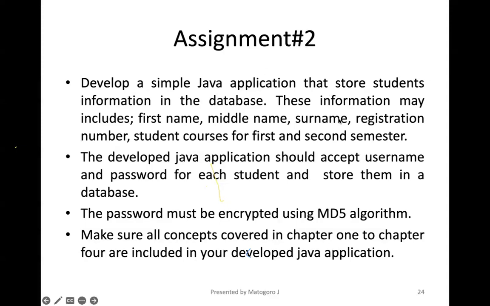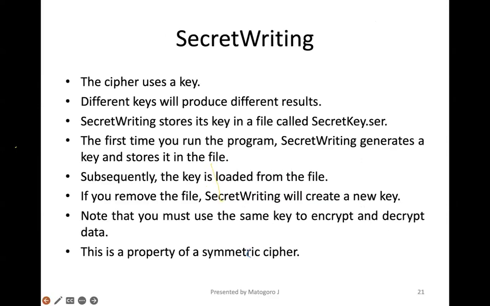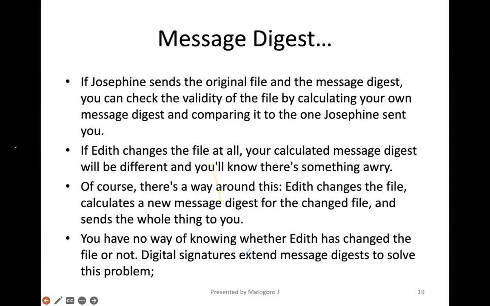Itakuwa vizuri. Shadaka, nimeona mkono wako. Karibu. Thank you very much, sir. My question is just about, I don't know if it was previously explained, but what I wanted to say is, why has security been more emphasized on the Java language? Can we use other languages apart from Java?